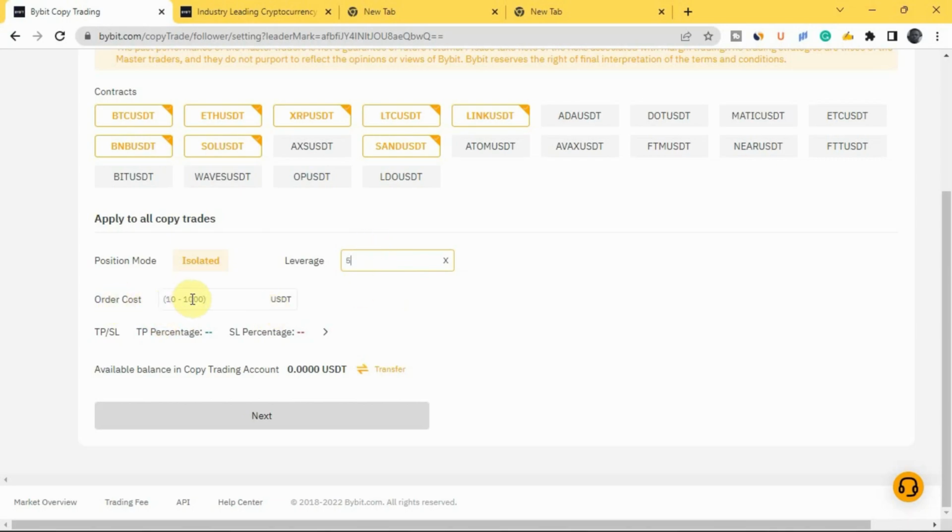And the next thing is to enter your order cost. So I'm going to be picking, let's say, $50 as the order cost right here. So we are going to be using $50 to trade.